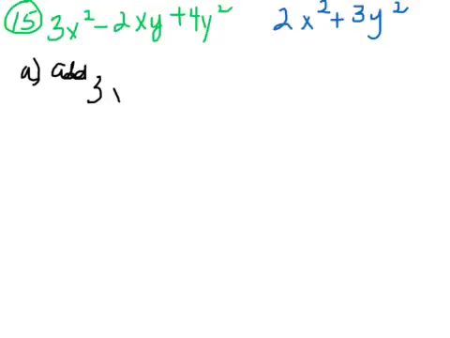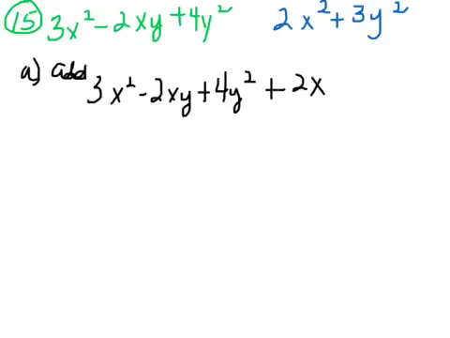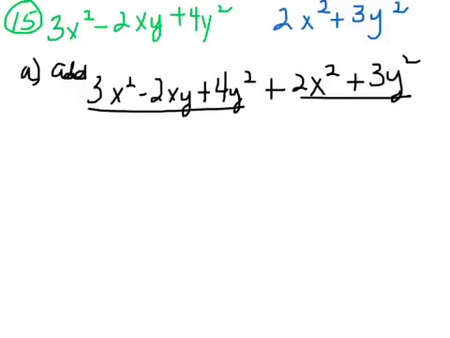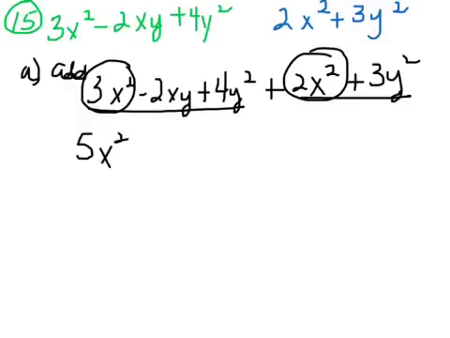So that's 3x squared minus 2xy plus 4y squared. I'm going to add the whole second thing. Since I'm adding it, nothing weird is going to happen to my signs or anything, so I can just write it down like this. Here's the first one, and I'm adding the second one. Well, let's combine like terms. There's a 3x squared here and a 2x squared here. 3x squared plus 2x squared is 5x squared. I'm going to cross them out after I've added them, just so we can see what we've done.